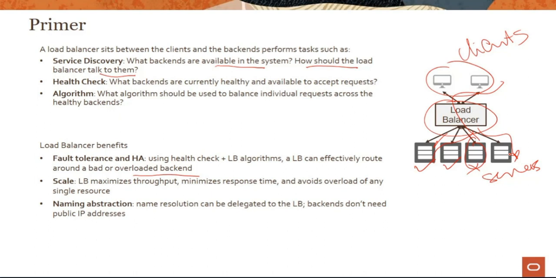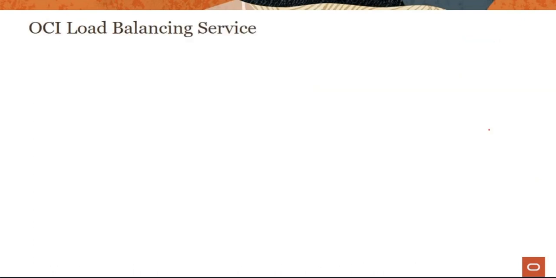And then a load balancer also does things like naming abstraction. Name resolution can be delegated to the load balancer. Backends don't need a public IP address, for example. If it's a public load balancer, it can do the naming abstraction.